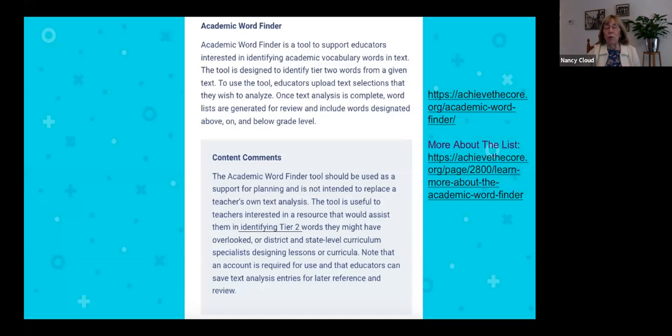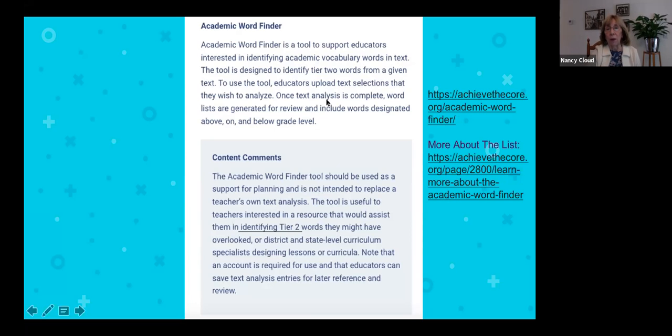The academic word finder, now I don't want to confuse you. This is the second way to find words. The academic word finder, which comes from Achieve the Core. Here, they warn you over and over that when you input text, it will identify tier 2 words, but you just want to use this as a support for planning, and it shouldn't replace your own text analysis. Yes, it will identify words, but you still may want to look at the text with your own eyeballs because there could be other words that you're going to care about.